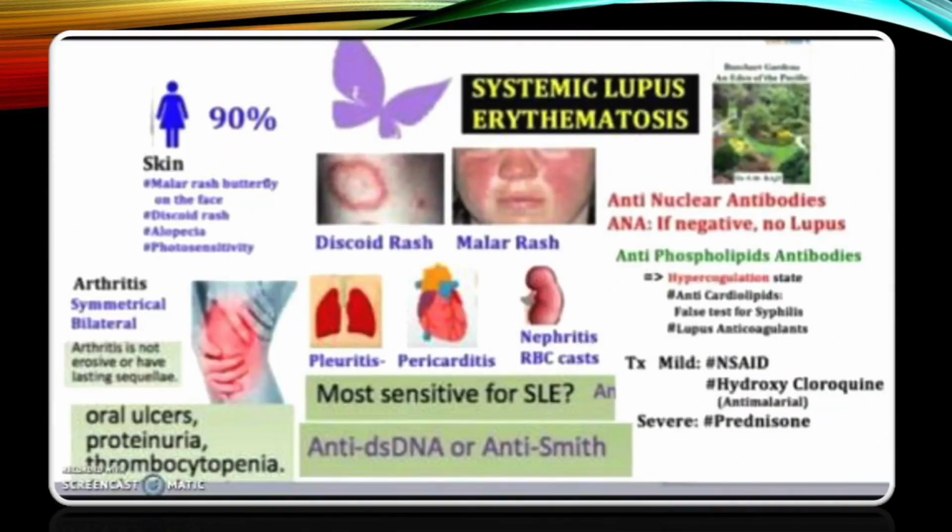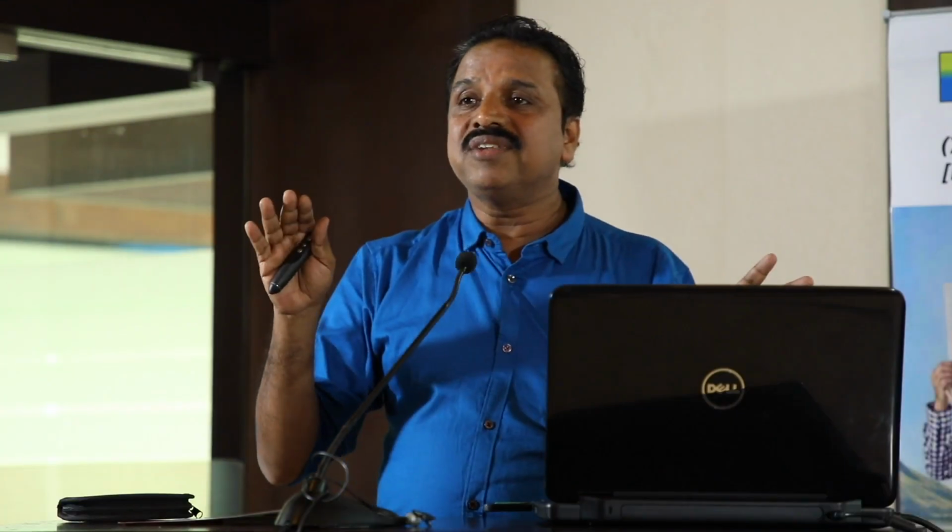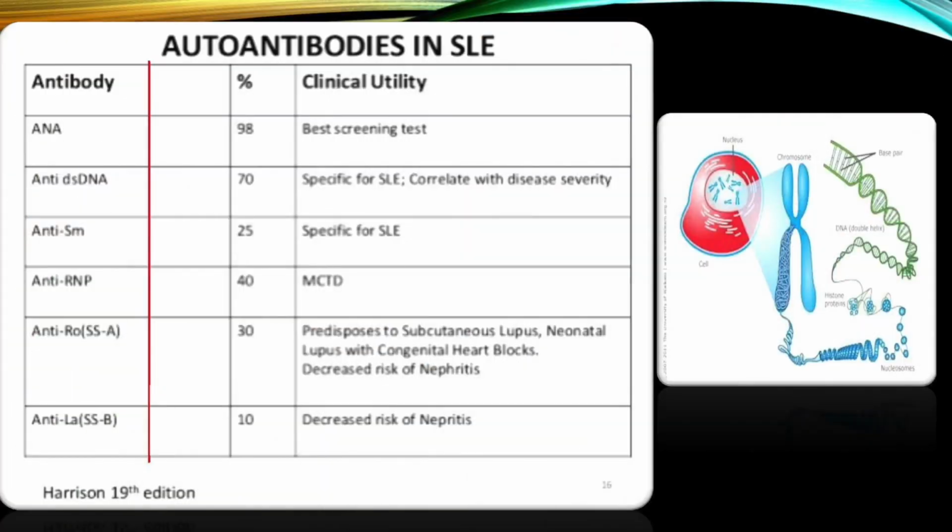For the diagnostic criteria, the patient can have skin problems, arthritis, ulcers, pleuritis, pericarditis, and nephritis. One of the most sensitive investigations is the ANA and the most specific one is the double-stranded DNA. Smith is also a very specific investigation. So this chart is very useful. ANA is seen in 98% of patients, dsDNA only in 70%, but it is very, very specific.